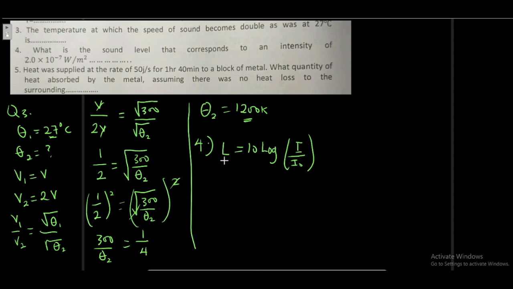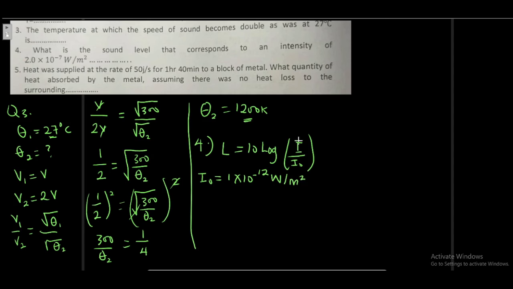Alright, L is the sound level in decibel. 10 log is a constant. I is our intensity of sound, and then I naught is the threshold of hearing. I naught is a constant and is always equal to 1 times 10 raised to the power of minus 12 watts per meter squared. Watt per meter squared is the unit for intensity.